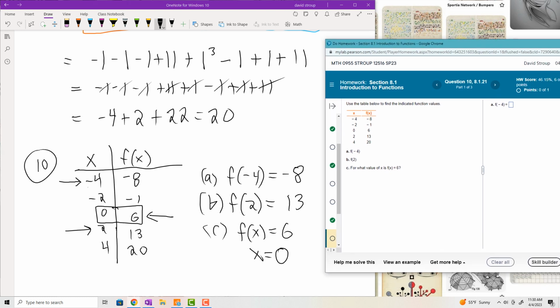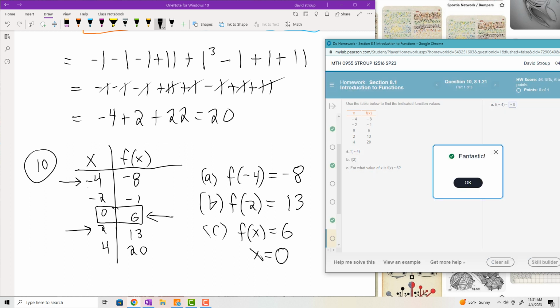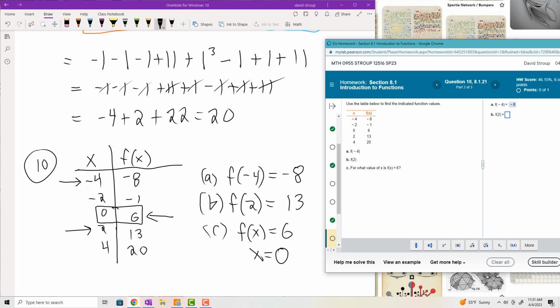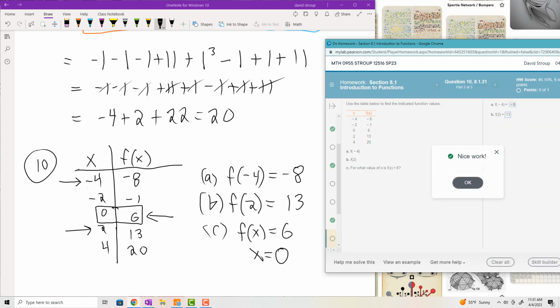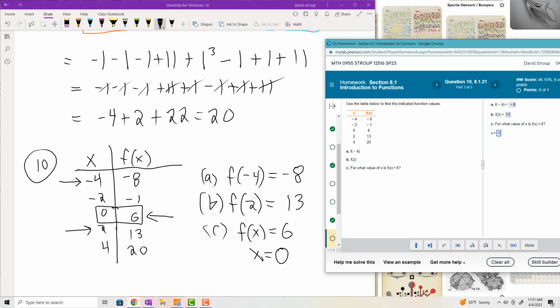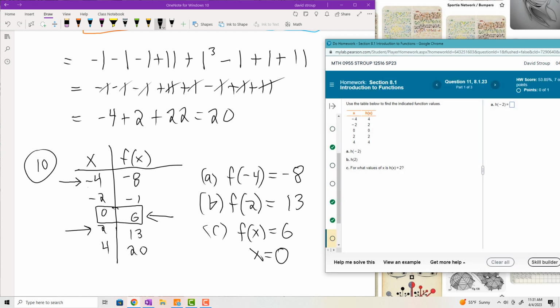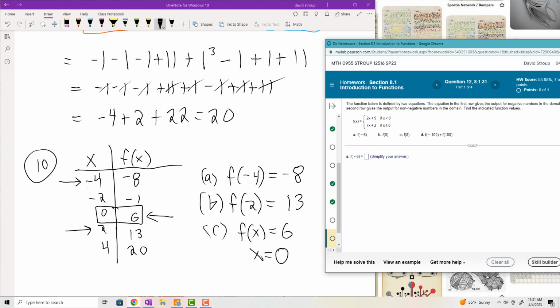Let's make sure those are all right. Negative 8. Okay. 13, and then 0. So sometimes there's more than one for that last answer, like for which h of x is equal to 2. Well, negative 2 and positive 2. Right, there's more than one answer for number 11 in that last question.